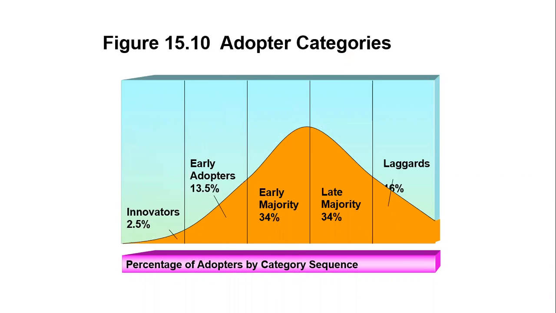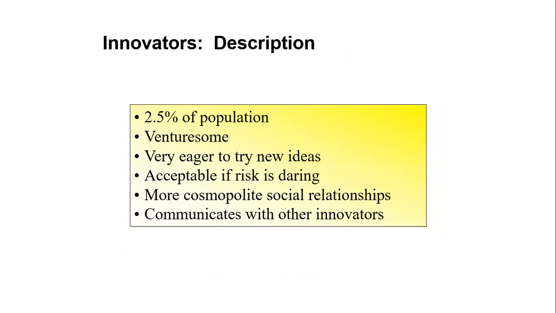Innovators are 2.5%. Early adopters will be 13.5%. Once the early adopters have taken it, then the early majority will go for it, at 34%. Once everything is evaluated and these people have used it, then comes the late majority. And at the end, that is 16%, those are called laggards. Now, innovators, who are they?